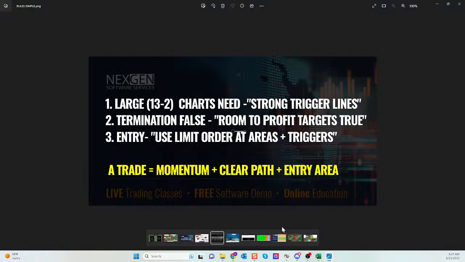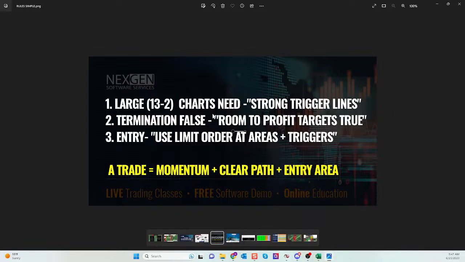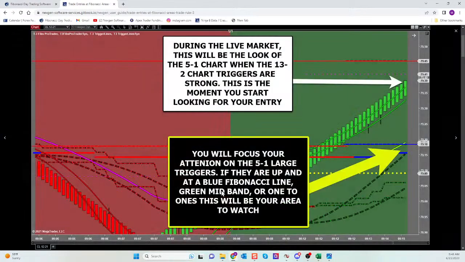But before we add anything else in, let's talk about an entry area. When you have the advantage of momentum, when you have that clear path, your work is done on the large chart. Now we're going to turn our attention to the smaller chart, to the faster chart, to the refinement chart. When the rules are met on the large chart, the 13.2, the 34.5, whatever the case may be, this will be look on your 5.1, on your smaller chart. This is when you've made the decision that it's time to look for an entry.